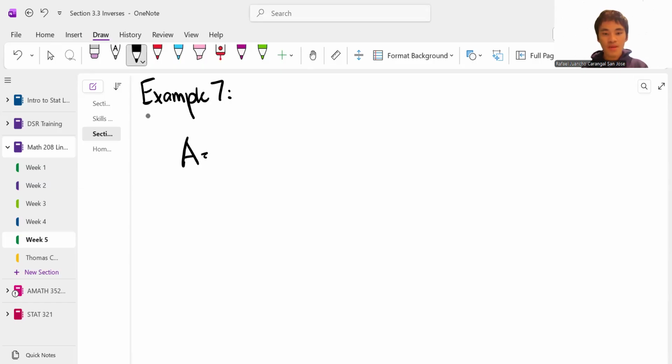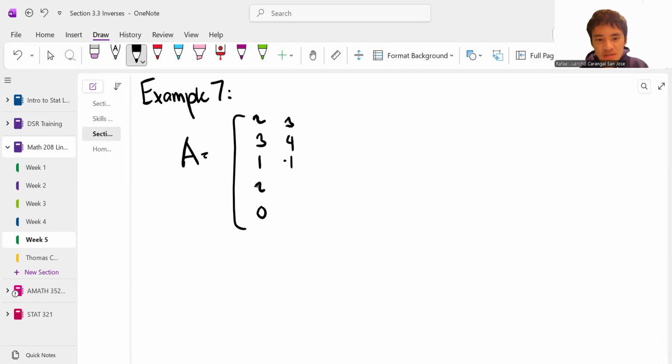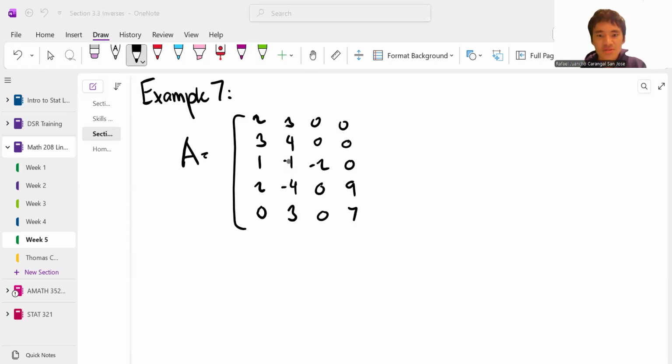So suppose we have this A, and goodness me, we have a couple of entries: 2, 3, 1, 2, 0, 3, 4, -1, -4, 3, 0, 0, -2, 0, 0, 0, 0, 9, 7. Then the last row, 0, 0, 0, 4, 3. I would just use code to do this.